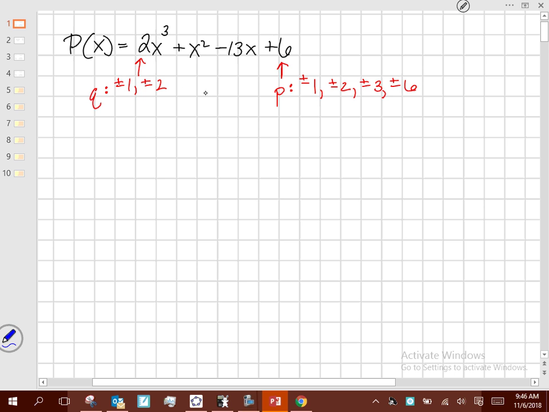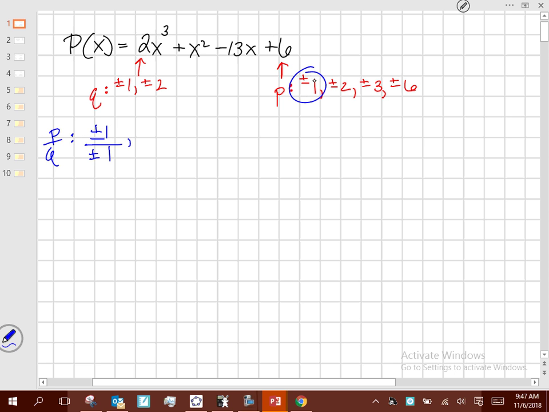The next thing, once you have your p's and your q's, and this is one of the places that people get really kind of mixed up, is because they don't systematically write our p over q's. And what I mean by systematically is that I'm going to take this p value, and I'm going to write it over every one of these q's. So I'm going to go plus or minus 1 over this first q of plus or minus 1.